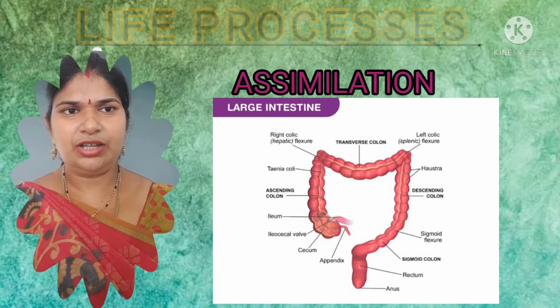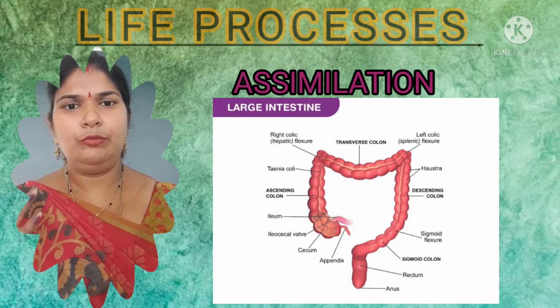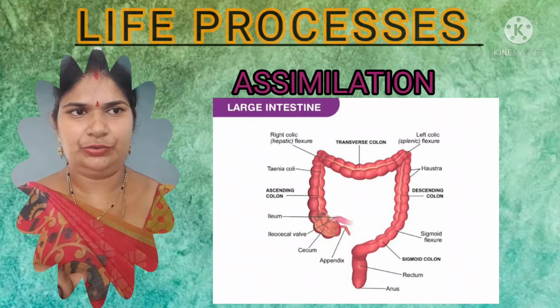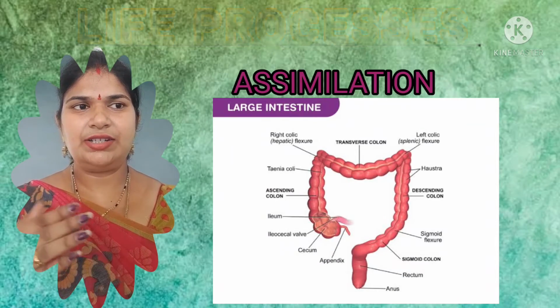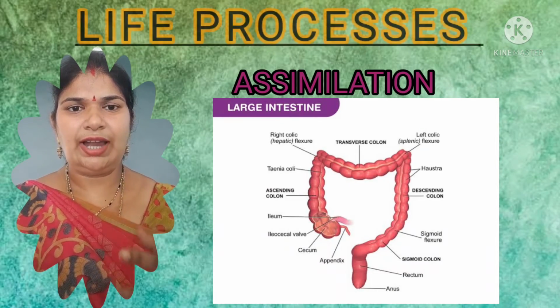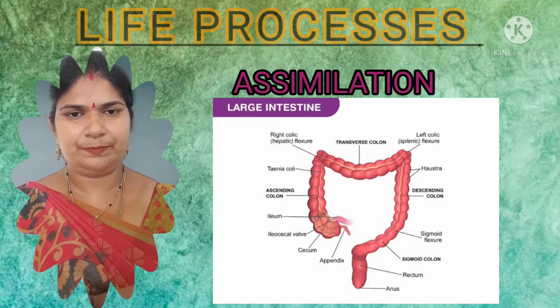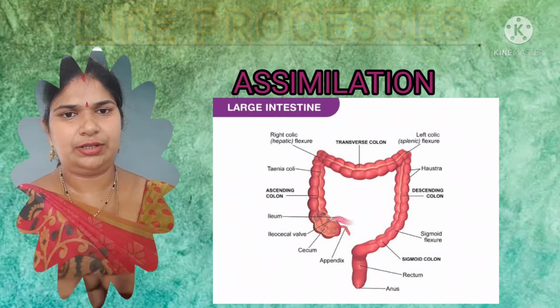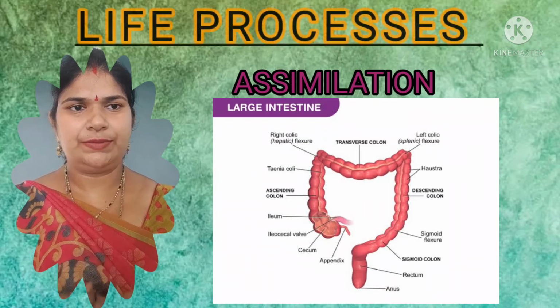Okay, what do amino acids do? They repair worn out cells and tissues. What do fatty acids and glycerol do? They act as energy reserves and are stored inside the cells for further use.